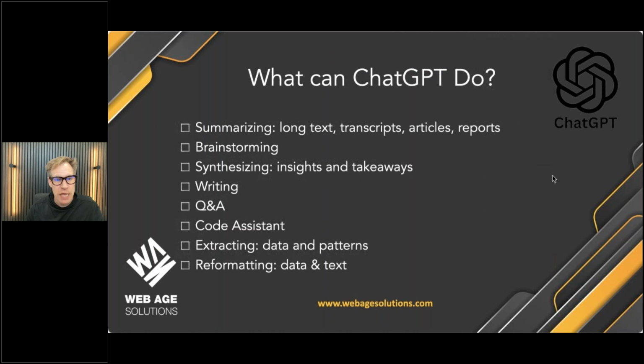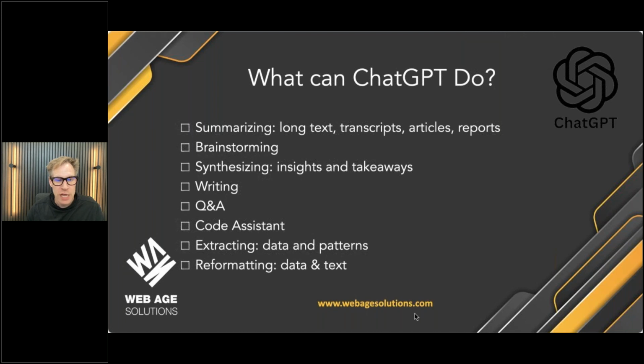All right, so what can ChatGPT do? It can do all of the things here on the screen and then some. It can summarize data. It can do brainstorming techniques. It can synthesize. It can write, or it can do Q&A. It can help write code. It can extract data, look for patterns, and refactor data, and a lot more.